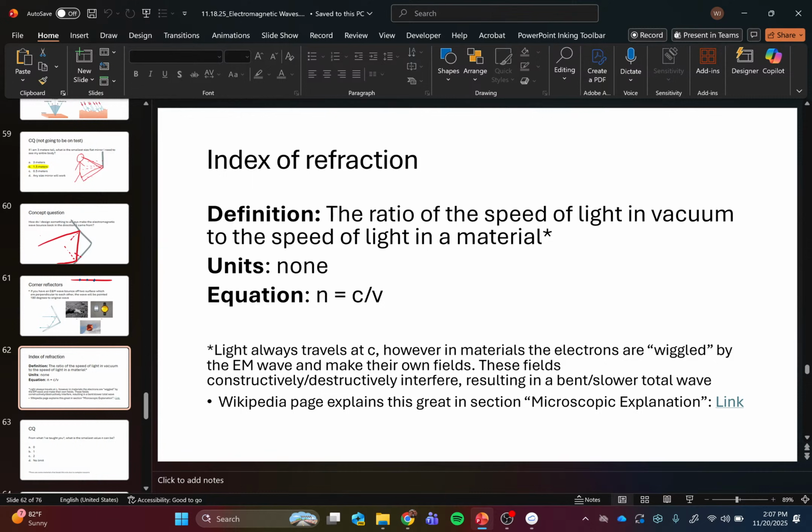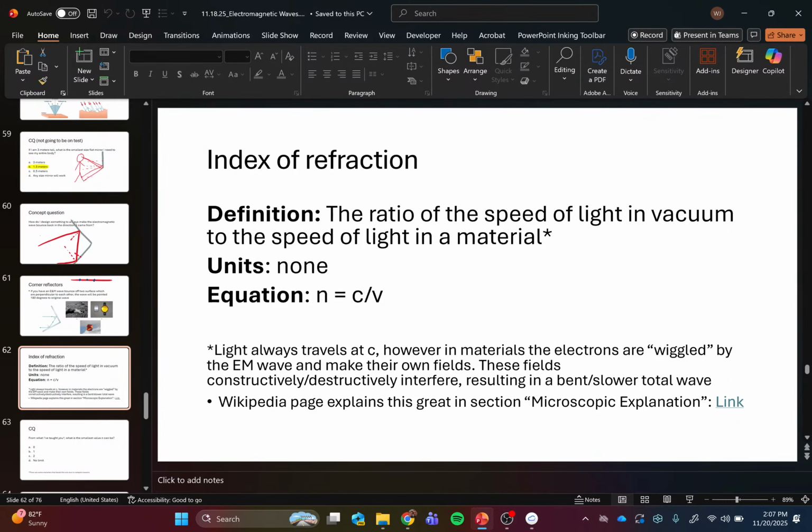So I say that little asterisk here. Technically, light doesn't slow down. What's happening here is that there's electrons in it, and those electrons wiggle, and they make their own light, and the constructive and destructive interference from the original light and the light made by the electrons result in this looking like it's slower. So functionally, we just say it's slower, but realistically, it's just, I don't know. Physicists need to know that light's always 3 times 10 to the 8, and that doesn't change. Engineers, don't worry about it.